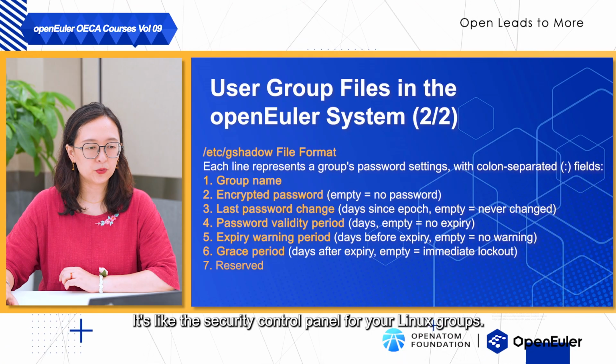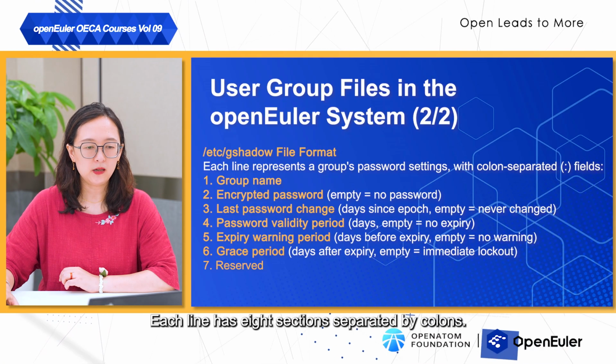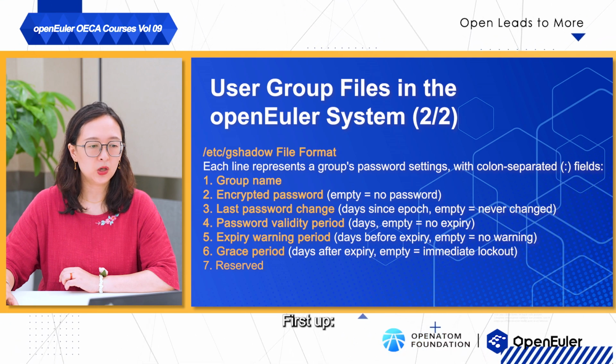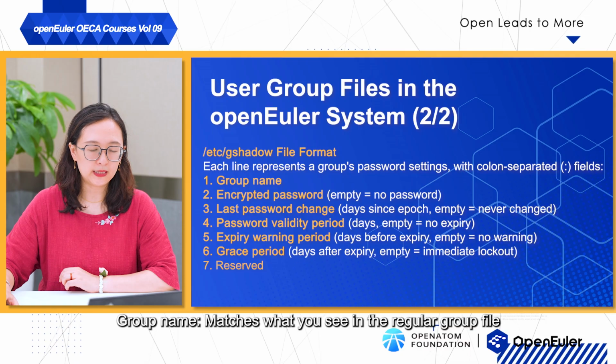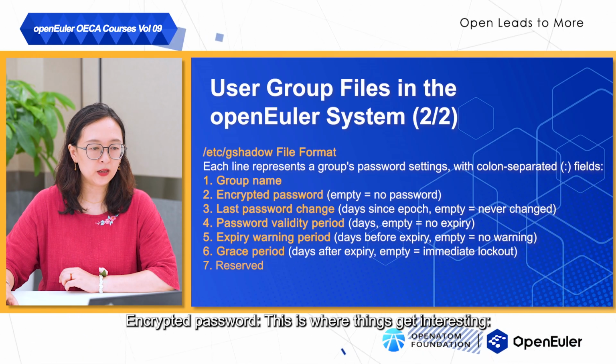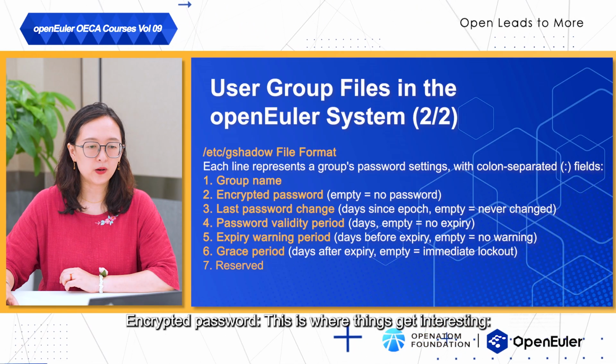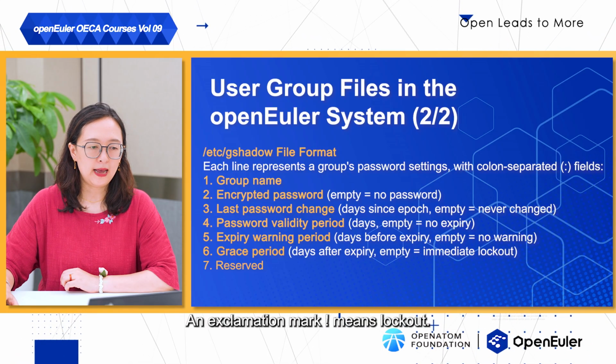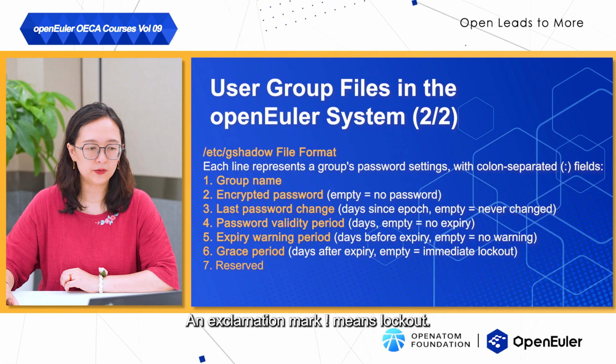It's like the security control panel for your Linux groups. Each line has 8 sections separated by colons. First up, group name. Matches what you see in the regular group file. Encrypted password. This is where things get interesting. If it's empty, no password is needed. An exclamation mark means lockout.